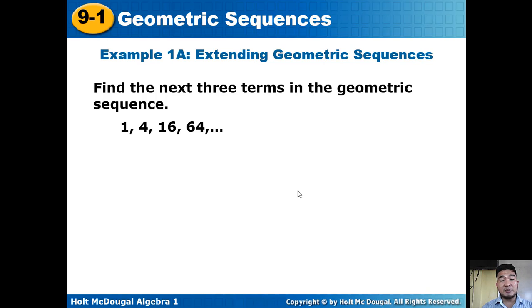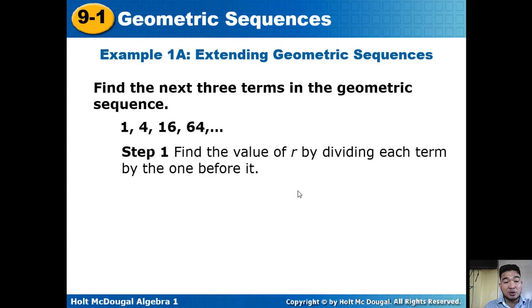Example, extending geometric sequences. Find the next 3 terms in the geometric sequence 1, 4, 16, 64. Our first task is to find the value of R by dividing each term by the one before it. How can we solve for R? You divide 2 consecutive terms in the sequence to get the common ratio. Let us try. 4 divided by 1 is equal to 4. 16 divided by 4 is also 4. Then 64 divided by 16 is also 4. That means the R, or the common ratio, is equal to 4.